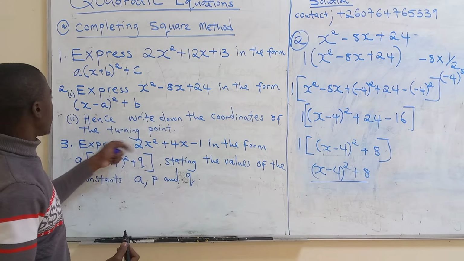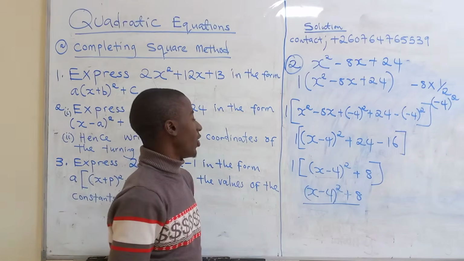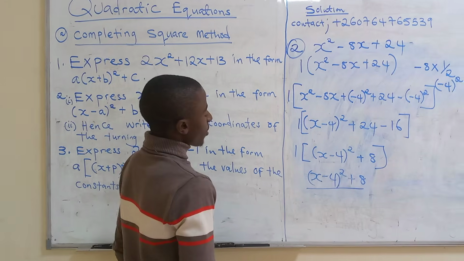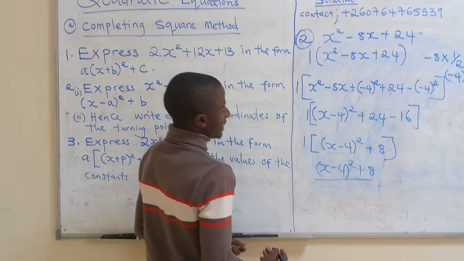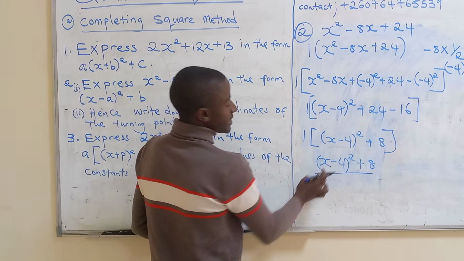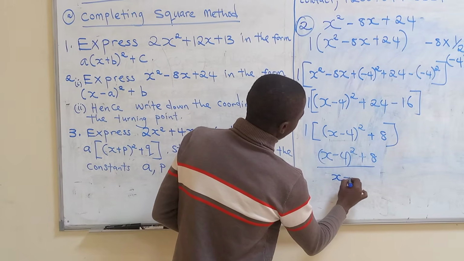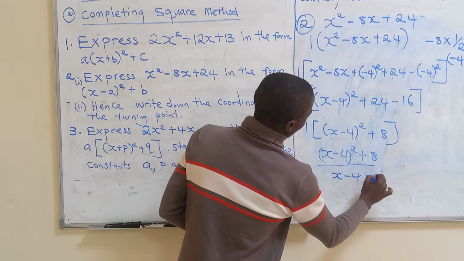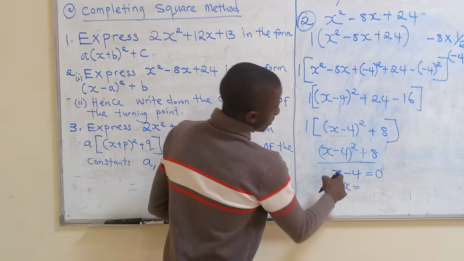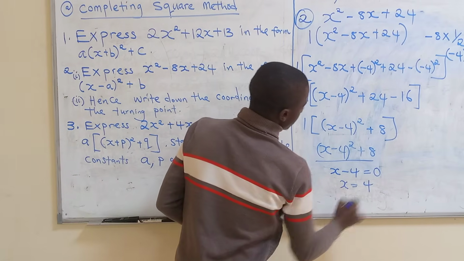The coordinates of the turning point. So I'm going to show you the simplest way of finding the turning point of any given value. What you're going to do is equate what is inside the brackets to 0. So that is x minus 4 is equal to 0. So x is equal to, when this negative 4 crosses the equal sign, it becomes positive 4.